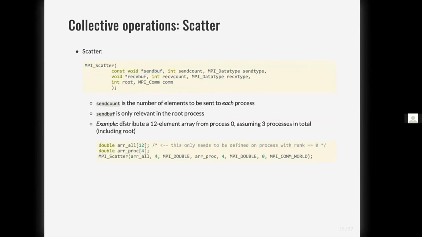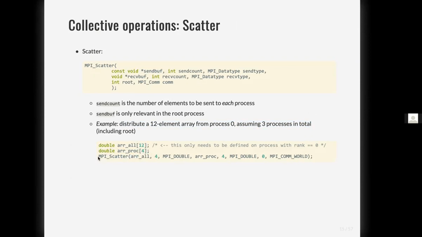So for example, distribute a 12-element array from process 0, assuming you have 3 processes in total, including the root. Okay, so 12-element array, you have 3 processes, so you want to send to each process 4 elements. So first you have the array that you're going to send. I'm just defining it like that here, R all. Then you have the array per process, R proc. And then imagine that R all is filled somewhere between this line and the next line, so that it has some useful data, and how you want to distribute it.